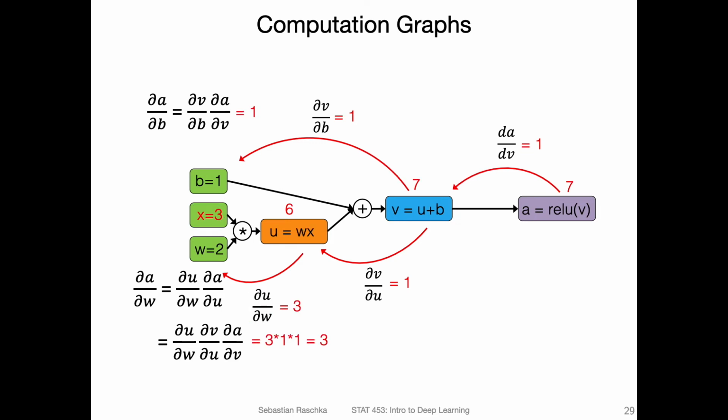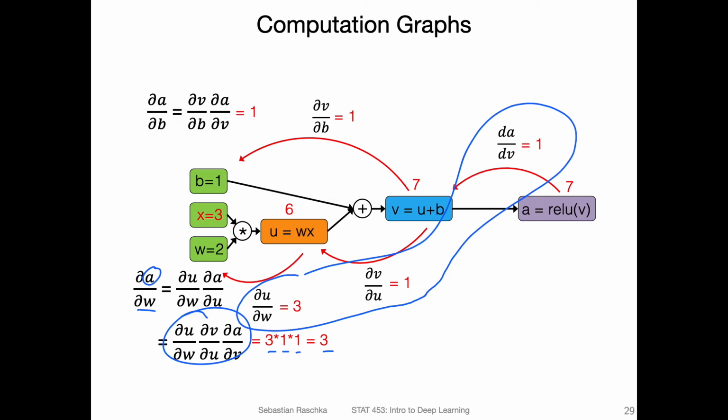And then putting everything together here, the partial derivative of the activation with respect to W would be 3 times 1 times 1, which is equal to 3, because here we are combining these with the chain rule. And similarly, we can combine the results for this part here too. So in this way, the result here would also be 1, because it's 1 times 1.